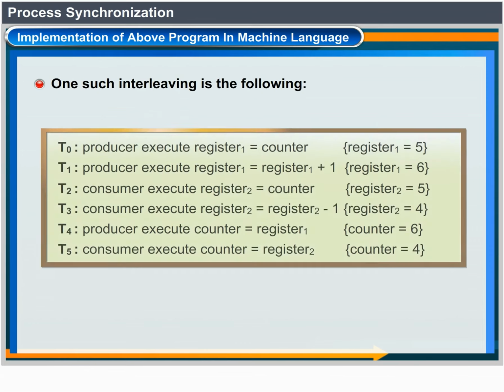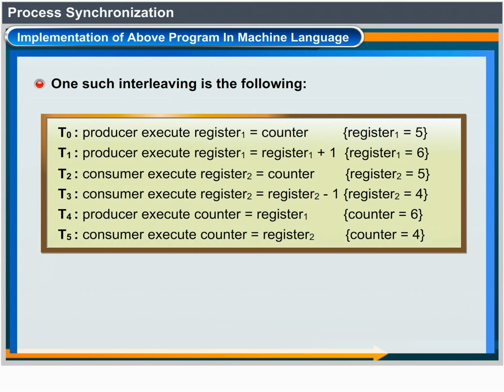T0: producer executes register1 = counter, register1 = 5. T1: producer executes register1 = register1 + 1, register1 = 6. T2: consumer executes register2 = counter, register2 = 5.